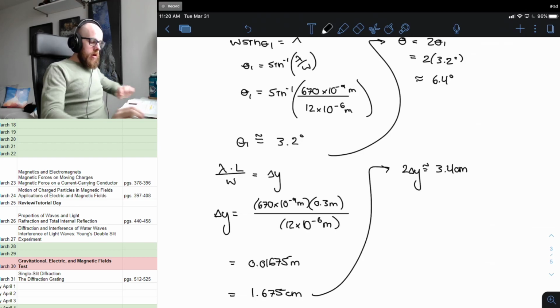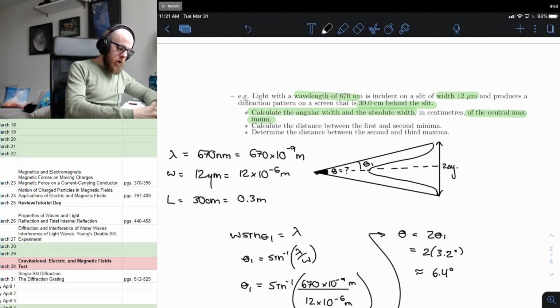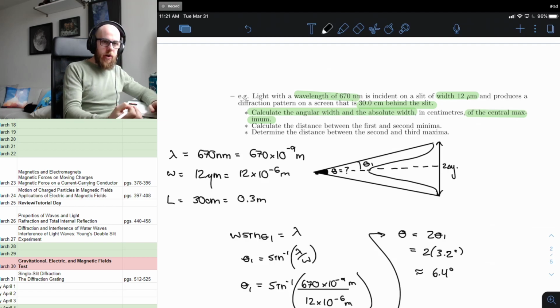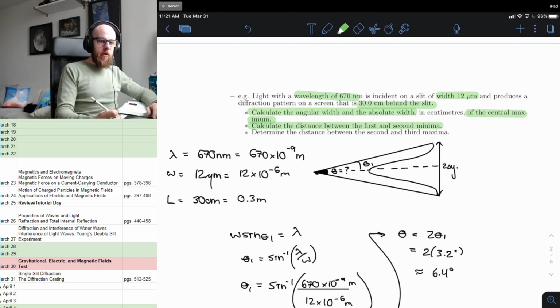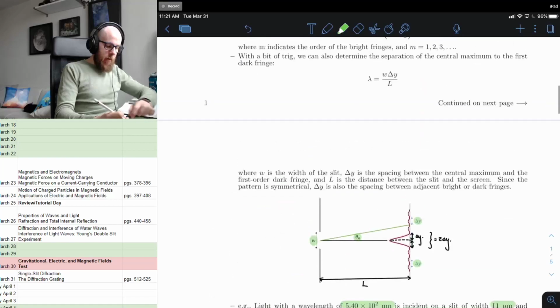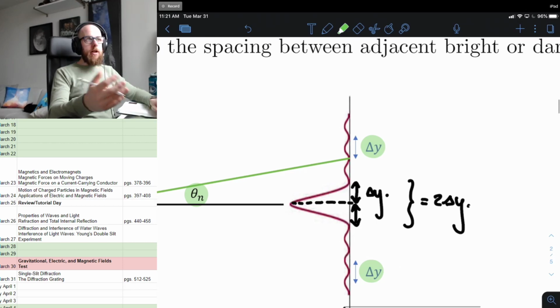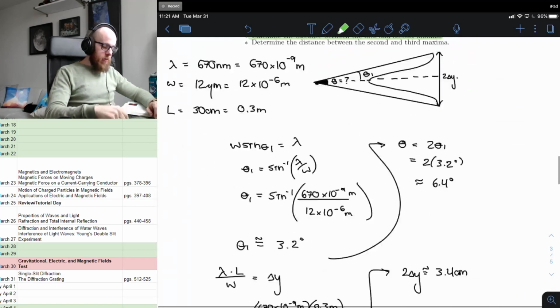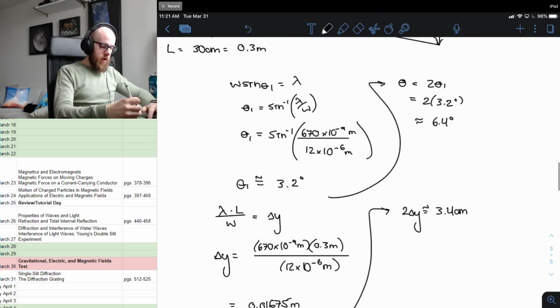Alrighty. Now, the cool thing about what we've just found is that we've actually answered the other two parts of this question without even having to do any extra work. All right. So calculate the distance between the first and second minima. Okay. Well, going back up to our pattern here, the distance between adjacent minima is just given by delta y, right? So delta y tells you how to get from one minima to the next or one maximum to the next. All right, so we've already calculated this, which means the answer to part B here, calculate the distance between first and second minima, that's just 1.7, right?